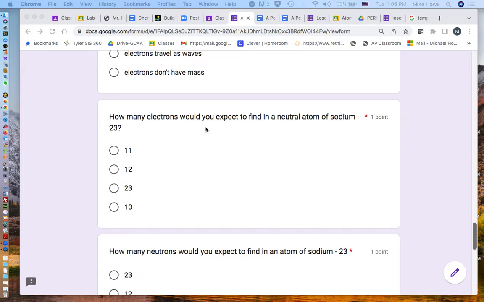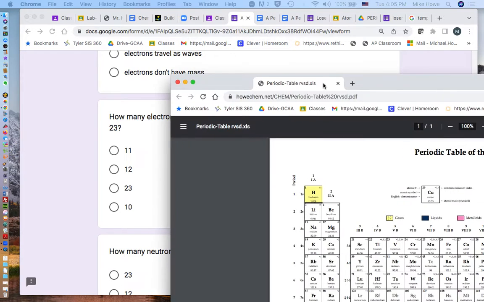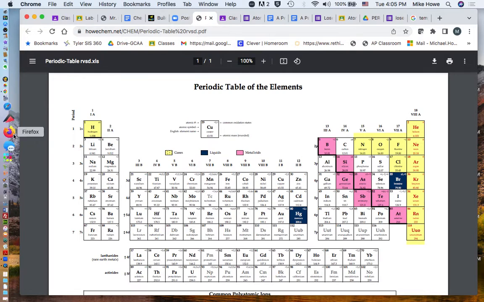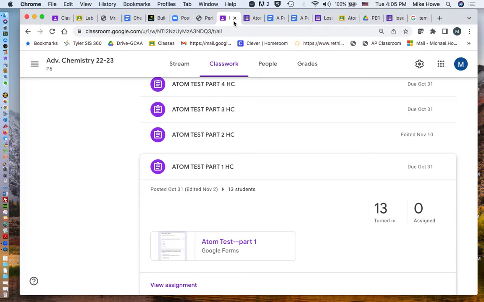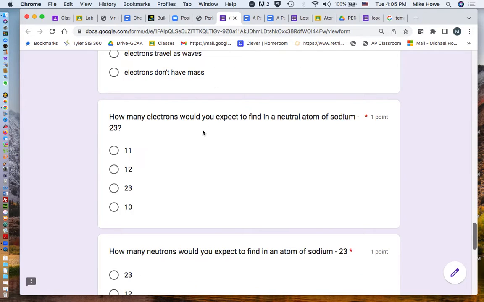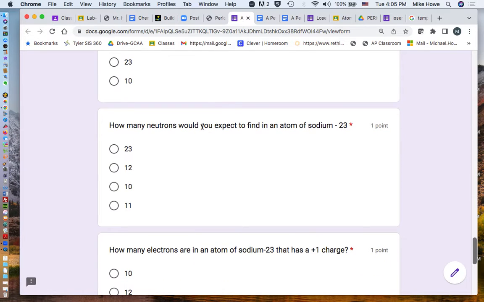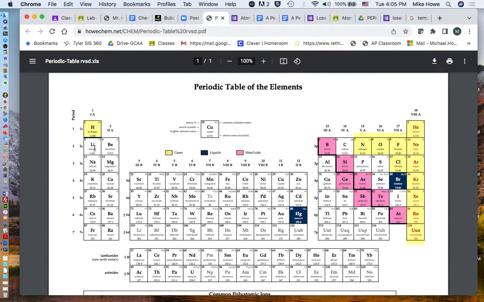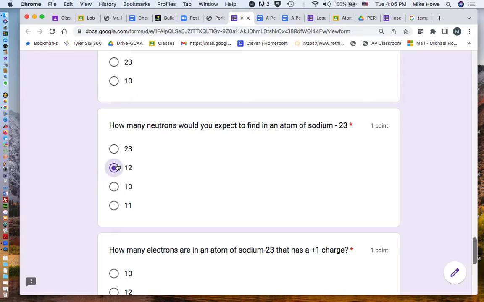All right, if you have a neutral atom of sodium-23, 23 you remember is the mass. So sodium has 11 protons, so if it's neutral, it's also going to have 11 electrons. You can see it right here, 11 protons, so it'll have 11 electrons if it's neutral. How many neutrons would you expect? Well, since it has 11 protons, but the mass is 23, 23 minus 11 is 12. So you'd expect it to have 12.